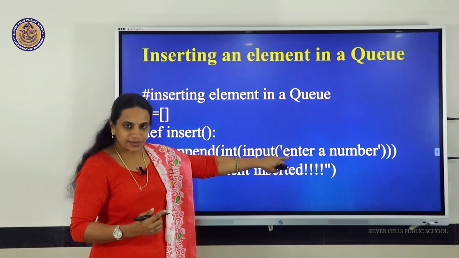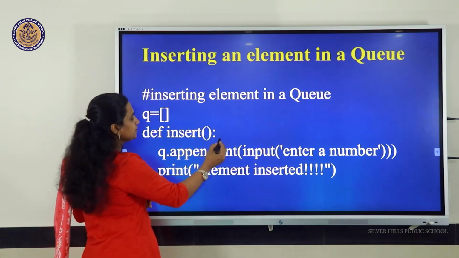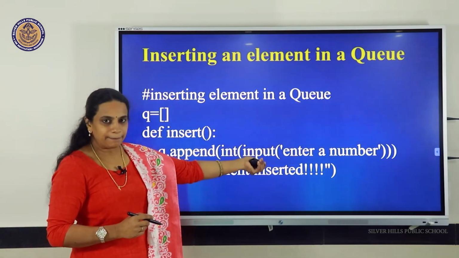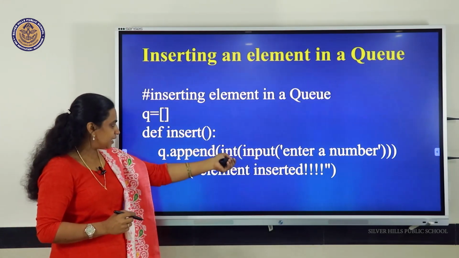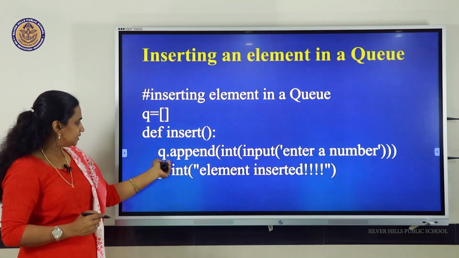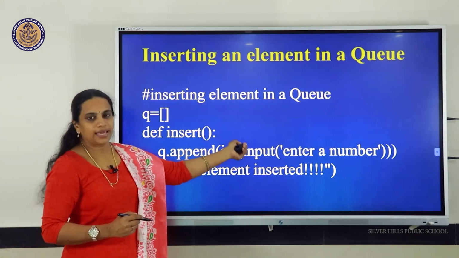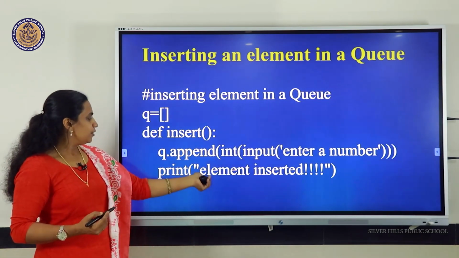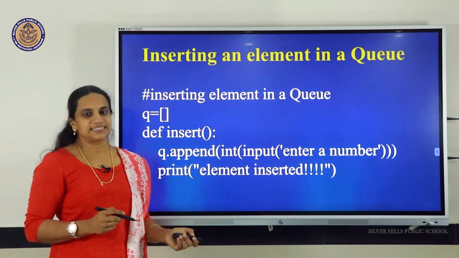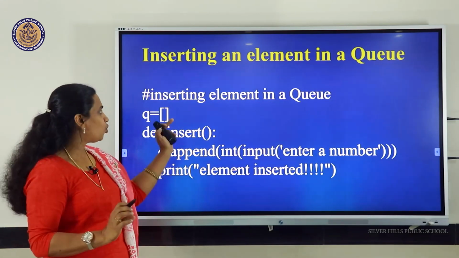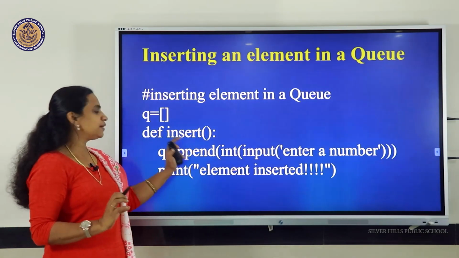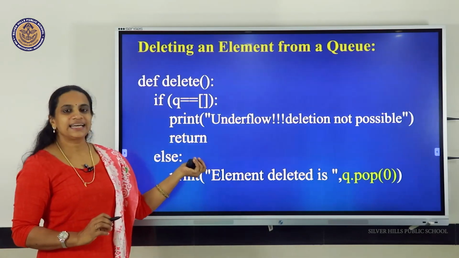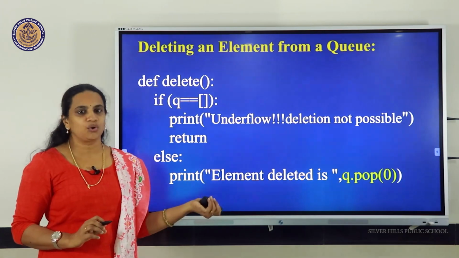If you find any difficulty here, what you can do is, you can write here n is equal to input, enter a number. Then instead of this statement or command, what you can write is q dot append of n. If it is easy for you, you can do like that. Then you can have a message element inserted. So simple. The queue operation is so simple, only this much you have to study. Now let us see how we can delete an element from a queue, that is the DQ operation.